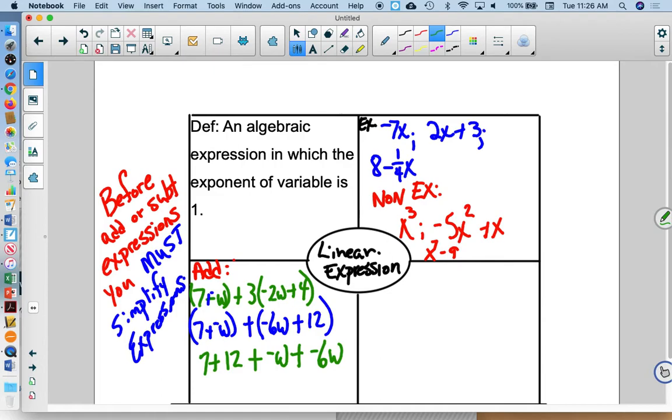Yep. So step 4 says, what does step 4 tell you to do, Zach? Combine my terms. All right. What is 7 and 12? 7 and 12 equals what, Esri? We got 19. What is negative W plus negative 6W, Emmy? Negative 7W.